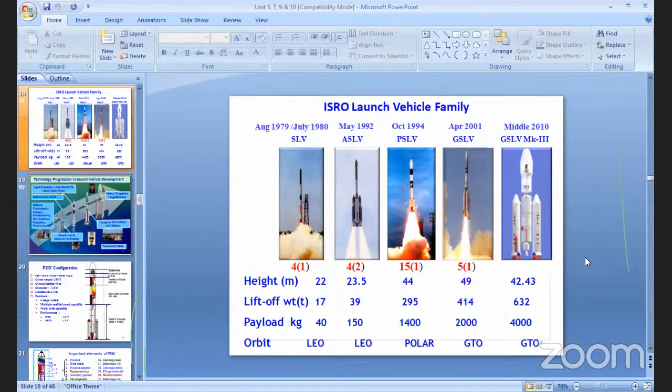And again, Bhaskara 1 we used. Bhaskara 1 is related to the Indian remote sensing program. For Bhaskara 1 and Bhaskara 2 we used Russian launchers. One was in 1979, and Bhaskara 2 was launched in 1981.